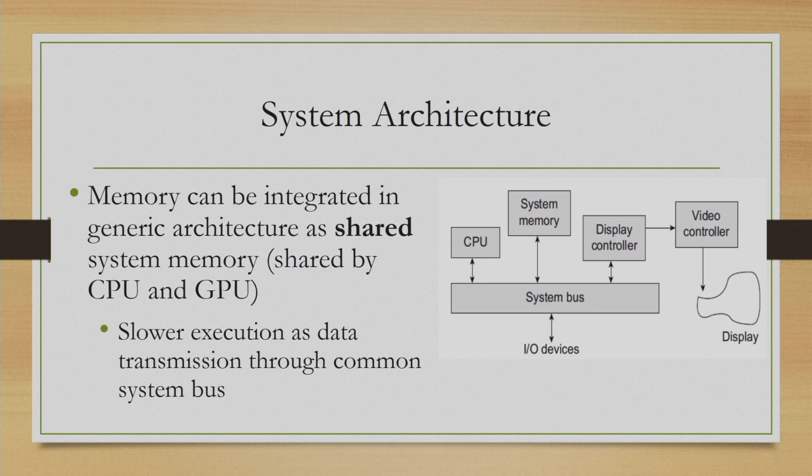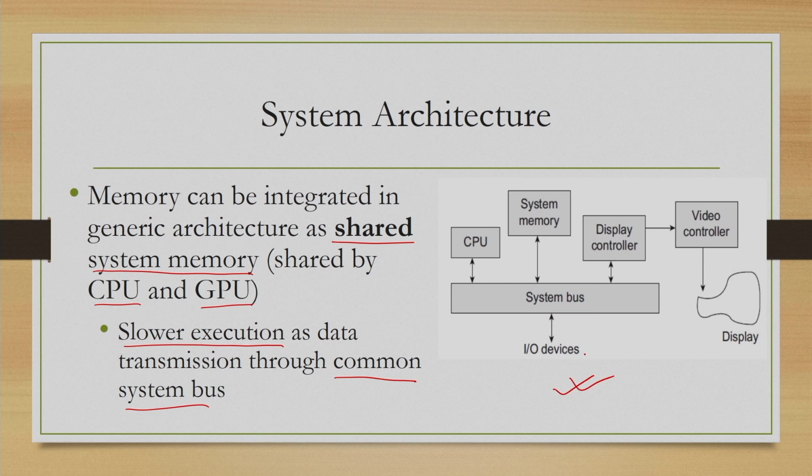Now, how to organize this memory? There are two ways. We can integrate the memory in the generic architecture as shared system memory. That means, a single memory shared by both CPU and GPU. Clearly here, to access memory we need to use the common system bus as shown in this figure. So, the execution may be slower.